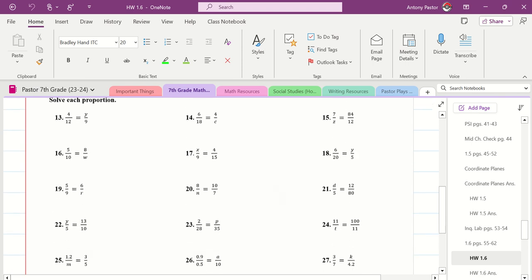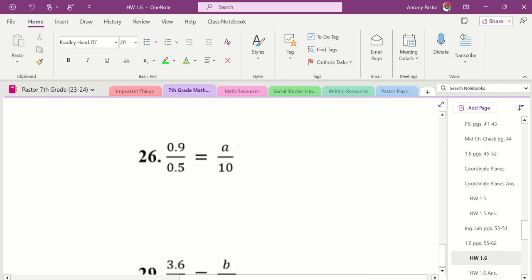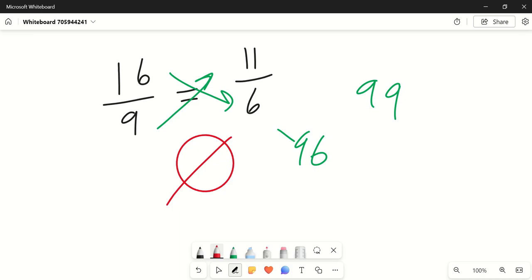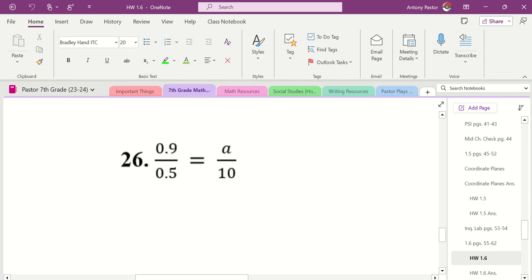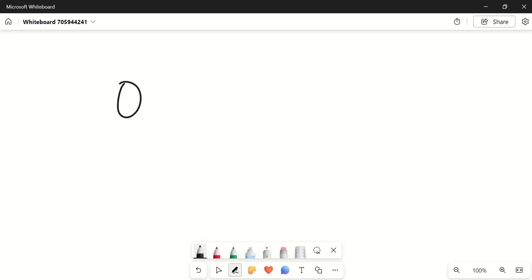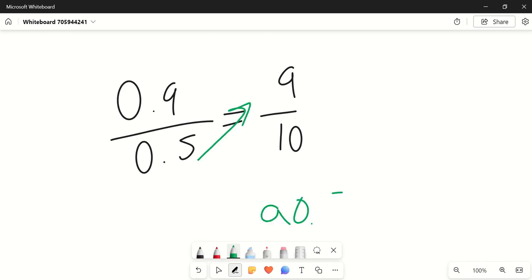All right, and then these bottom ones you would solve the same way that we were working. So I'll do 26 here. Random number on the homework right now. Number 26 states that 0.9 over 0.5 is equal to a over 10. So again, cross a times 0.5 will equal 0.9 times 10, which will give us just 9.